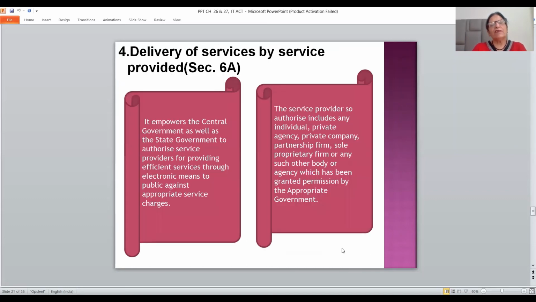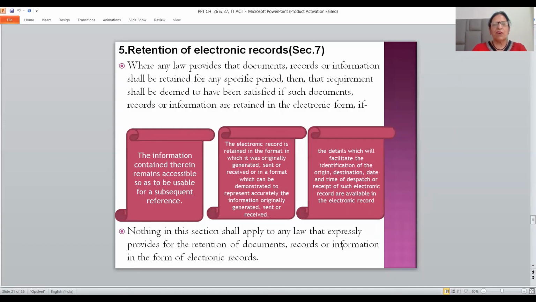So friends, delivery of services by service provider, this was also inserted by ITAA. This section gives the authority to the central government as well as the state government to authorize service providers. And these service providers, friends, may be an individual person, private agency, private company, partnership firm, sole proprietorship firm, or any such other body or agency which has been granted permission by the appropriate government. Appropriate government may be the state government or the central government. Even the scale of services may be specified by the appropriate government.